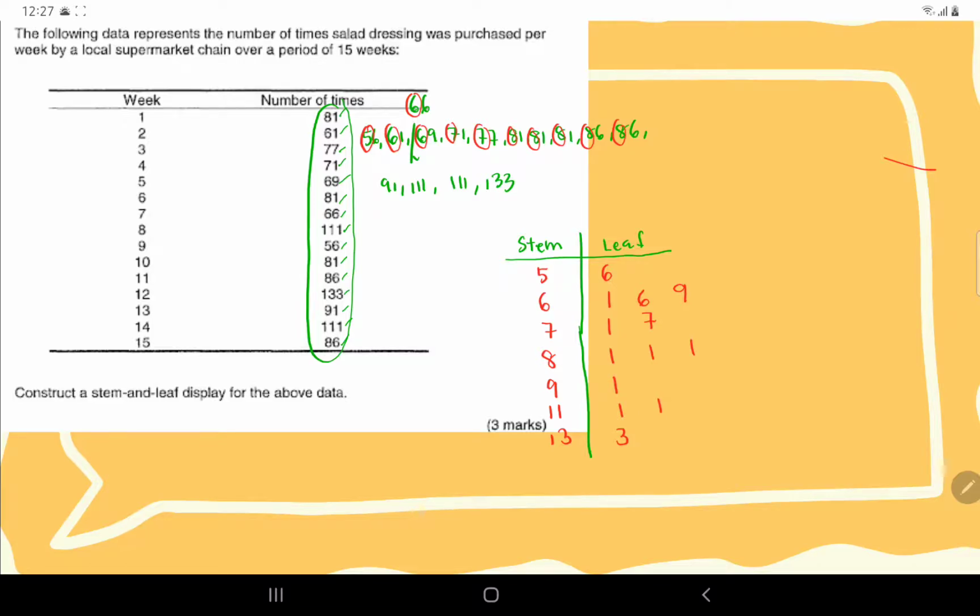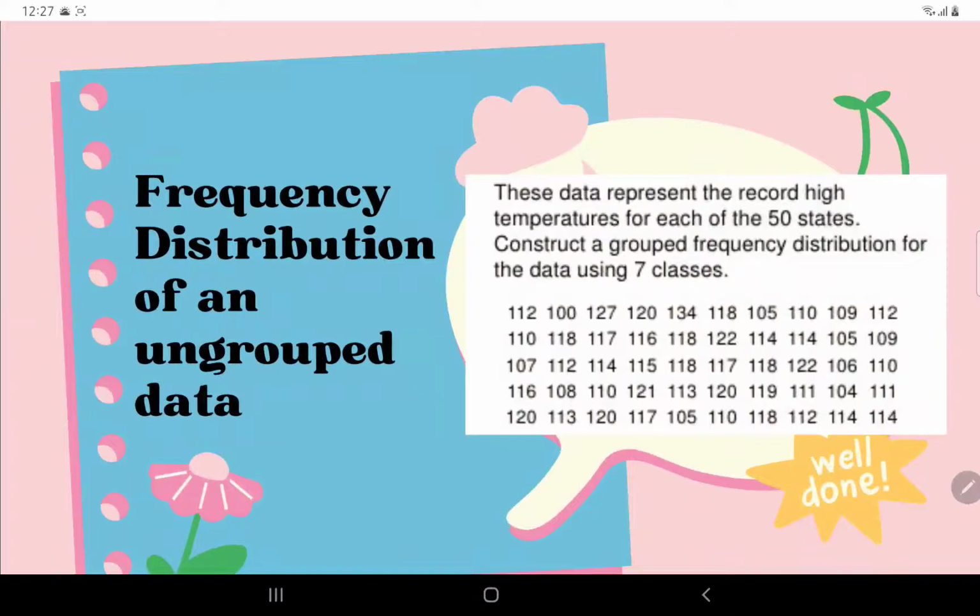Okay, the next one is the frequency distribution of ungrouped data. Okay, frequency distribution for ungrouped data. This is an example of ungrouped data, where our data is in the form of a list.